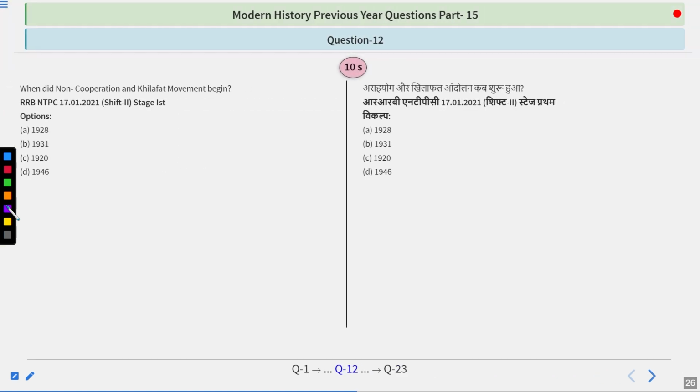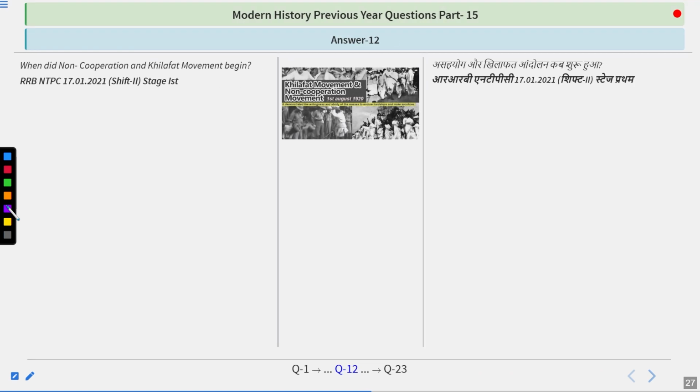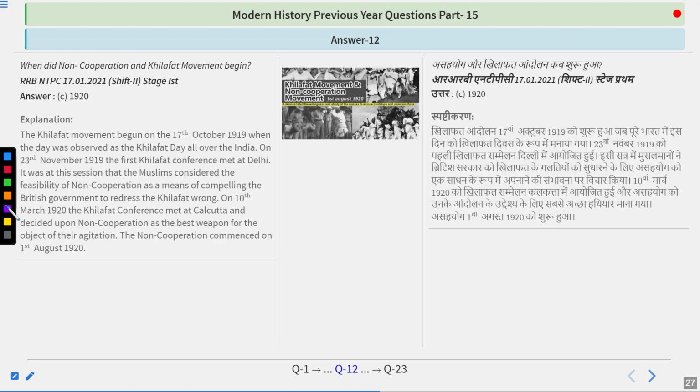When did the non-cooperation and Khilafat movement begin? 1928, 1931, 1920, 1946. Think about it, guys. So basically, the Khilafat movement started from Turkey, and later on it came to India as well. In India, the Ali brothers, Shaukat Ali and Muhammad Ali, took this movement into their hands. Along with that, India also started the non-cooperation movement. So the answer is 1920.